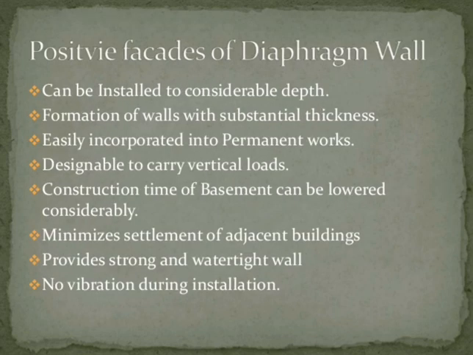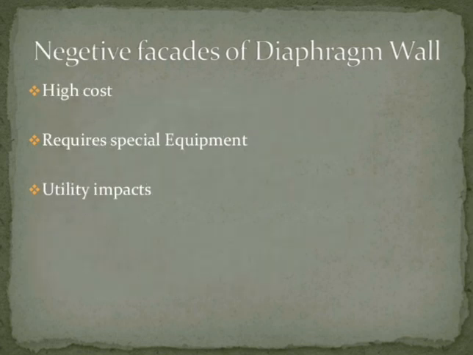Next, the positive things for the diaphragm wall, or say the advantages. They can be installed to considerable depth, formation of wall with a sustainable thickness, easily incorporated into the permanent works, designable to carry vertical loads, and construction time of basement can be lowered considerably. It minimizes settlement of adjacent buildings, provides a strong and watertight wall, and has no vibration during installation. Now the negatives, or say disadvantages, of diaphragm wall: high cost, requires special equipment, and utility impacts.